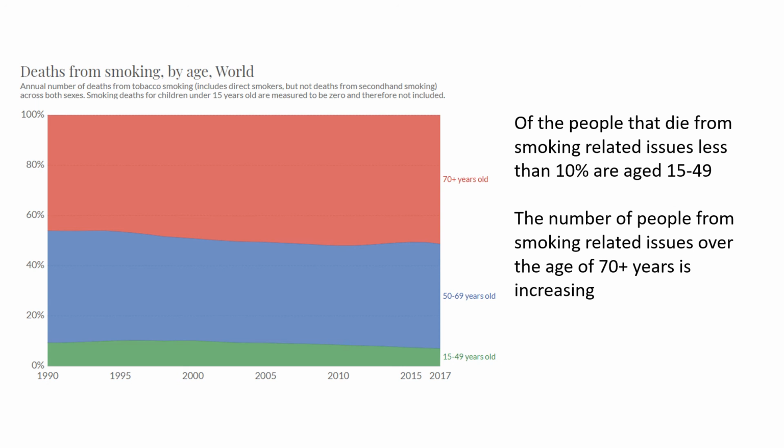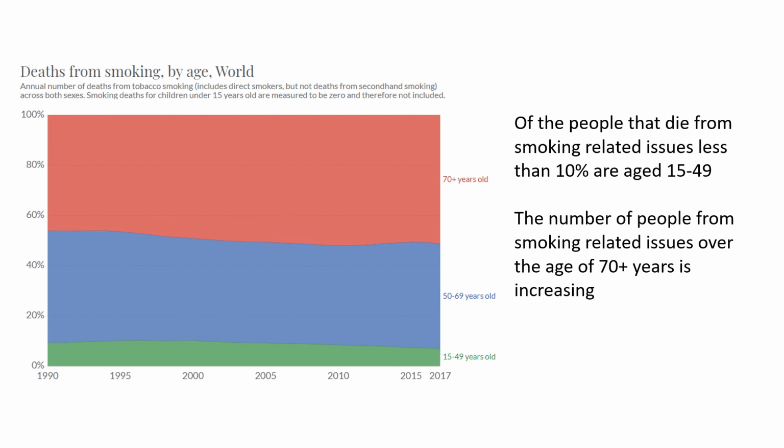And what we can say is that of the people that die from smoking related issues, less than 10% are between 15 and 49. If we had to explain why, we can say things like they may not have been smoking long enough to have the effects of smoking impact on their health. You can also talk about the fact that the number of people under the age of 49 may be lower. Hence, if there's fewer people smoking, there's fewer people going to die from it.